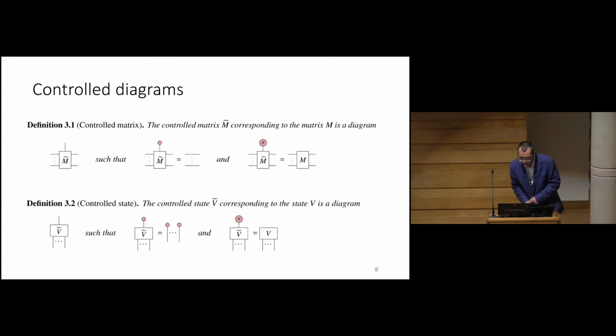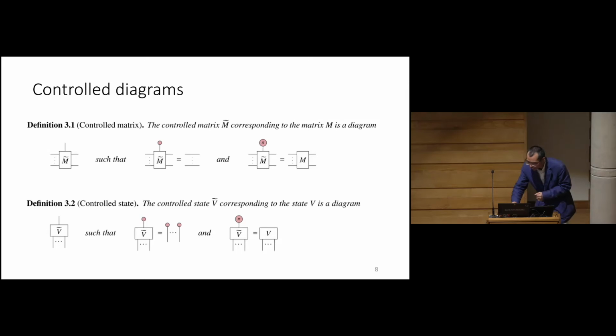So how do we do the sums in the ZXW calculus? We have some similar ideas to what Margarita presented. We have two types of controlled things. One is the controlled matrix. This idea is similar to what is used in quantum circuits. When you control with zero, you do nothing. If you apply it, then you get the matrix you want to control. The other type is the control state, which is quite similar to the previous talk's results.